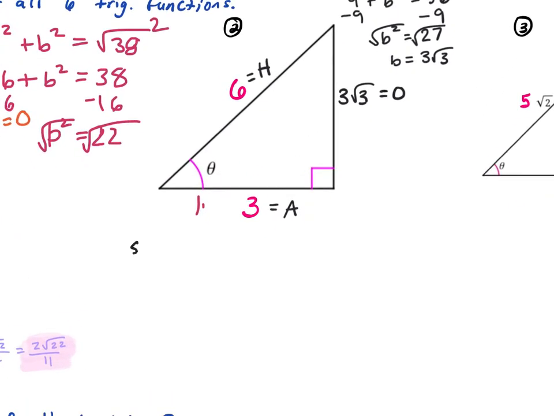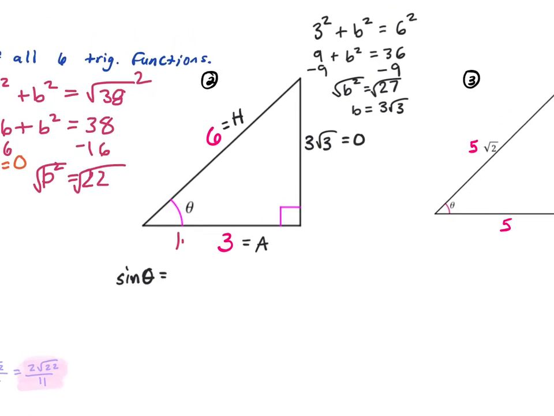All right, so let's find our sine first. So what would sine be? It would be 3 times square root of 3 over 6. Awesome. So sine is opposite over hypotenuse. So 3 square root 3 over 6. The 3 on top can simplify with the 6 on the bottom. So then we just have square root 3 over 2.